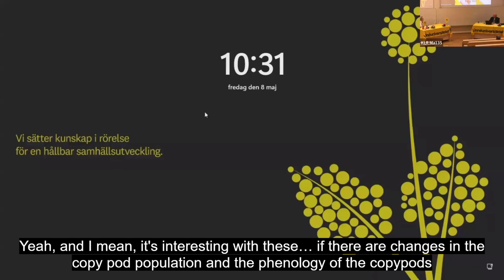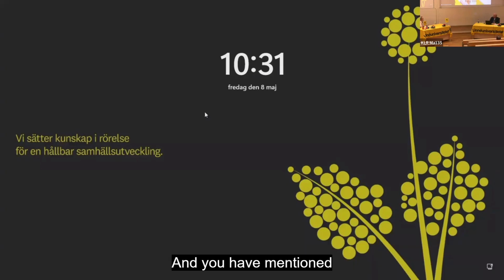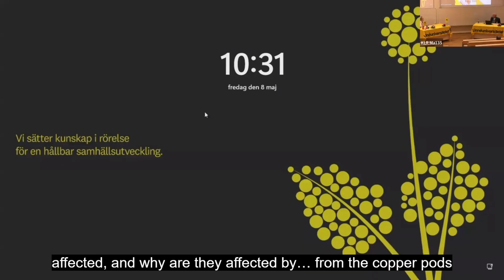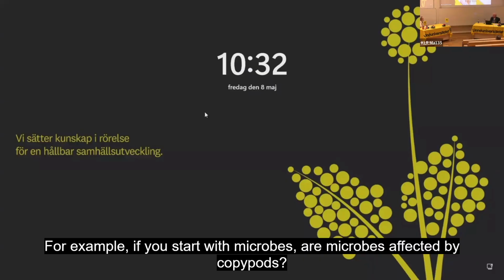It's interesting if there are changes in the copepod population and the phenology of the copepods. You have mentioned mismatch in your talk. So what kind of consequences can you imagine when the copepod population is changing in the system? Which other components of the food web are affected, and why are they affected by the copepods? For example, if you start with microbes, are microbes affected by copepods?